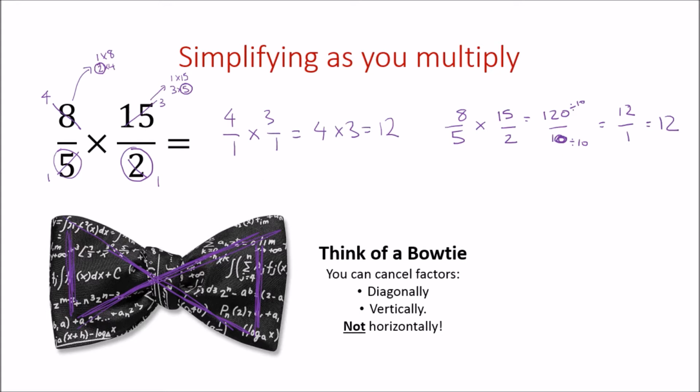See this bow tie? See how there's no horizontal lines going across here? It's really important that you never cancel factors going across like this. You cannot do that. It is mathematically not correct to cancel factors in either of these two directions. Okay, don't do that. But you're more than welcome to cancel factors this way, this way, this way, and this way, just like a bow tie.